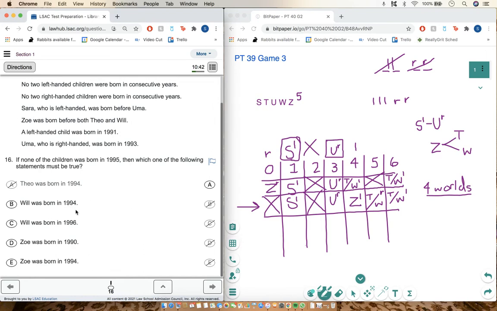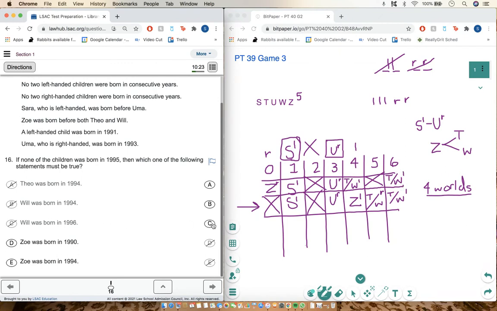Will was born in 1994. Does Will have to be born in 1994? No, Theo could be born in 1994 and Will could go in 1996. So that again is not something that must be true. Since we don't know anything about Theo or Will in terms of where they have to go, it's T/W for both space 4 and 6.